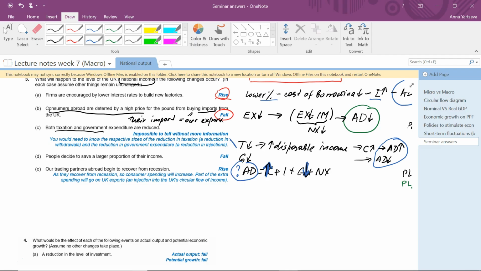So we don't know what the combined effect will be. Stronger influence from consumers or stronger effect of lower government expenditure. So we don't know without further information. Impossible to tell. Next question.